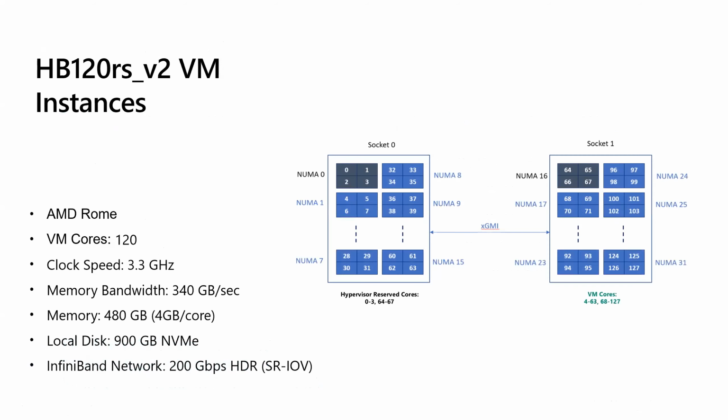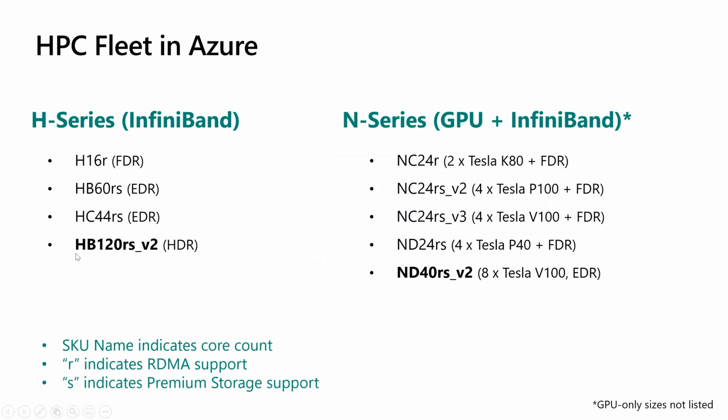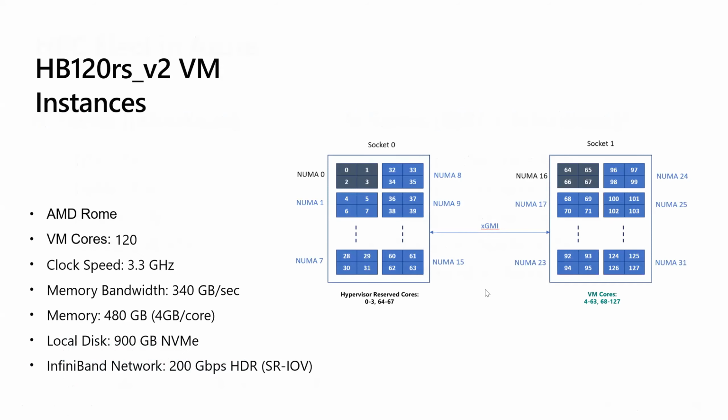And let me quickly highlight the two different SKUs, like HB and ND40. So you may be wondering, okay, if this is based on the AMD Rome, each socket has 64 cores, and why is the VM only seeing 120 cores? So here is the answer.